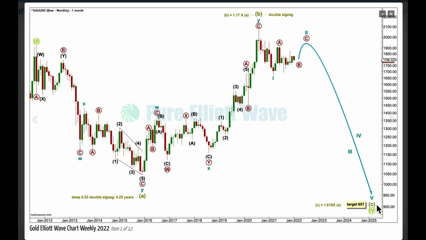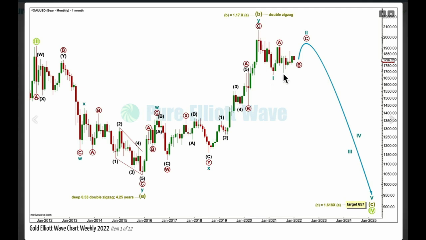Within an impulse, waves 1 and 5 must subdivide as 5-wave motive structures. Cycle wave 1 subdivides as a 5-wave motive structure, suggesting supercycle C, if I've got my degree of labelling correct, may be a simple impulse. And so it will have to meet all of those core Elliott Wave rules for an impulse.